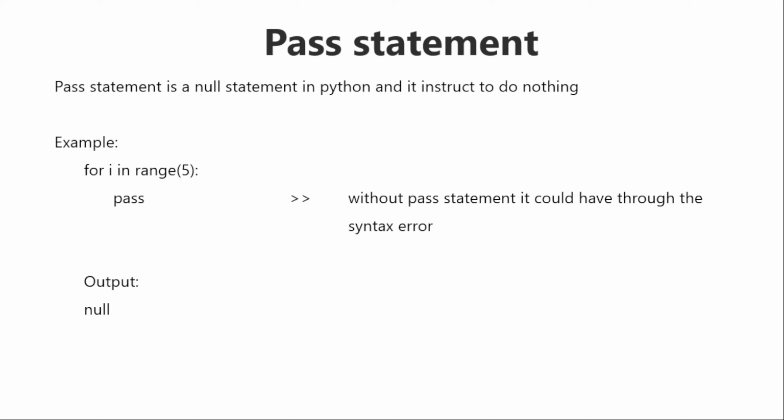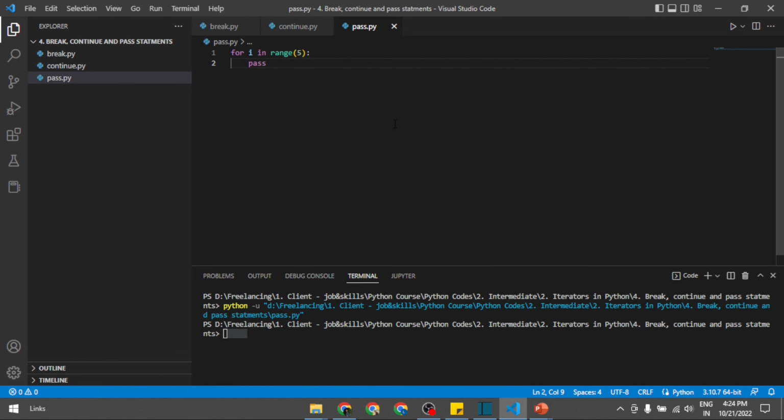So let's execute that. For i in range of 5, if I didn't enter anything here, it will show some errors. So in order to maintain the syntax, I will use the pass statement. Now if I run this, it won't print anything. It's a null operation. Hence, the pass statement is just used to maintain the syntax. The operation done by the pass statement is nothing.